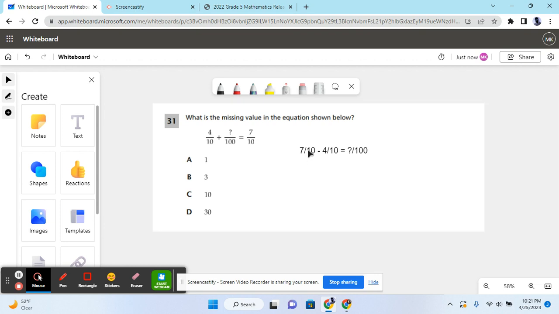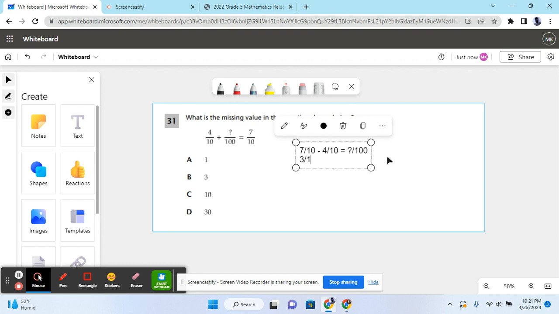So now subtract 7/10 minus 4/10. 7 over 10 minus 4 over 10. That gives you 3 over 10 equals question mark over 100.